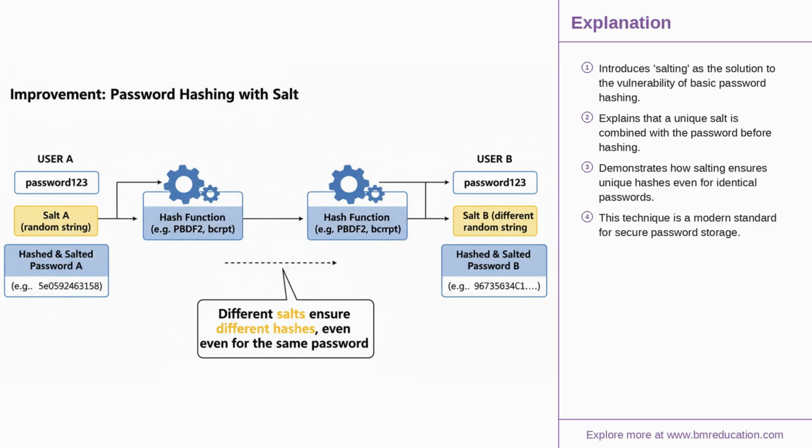A salt is just a unique random string of characters that is added to your password before it gets hashed. Each user gets a different unique salt which is stored alongside their hashed password. Now, even if two users have the same password, their salted hashes will be completely different, dramatically improving security.